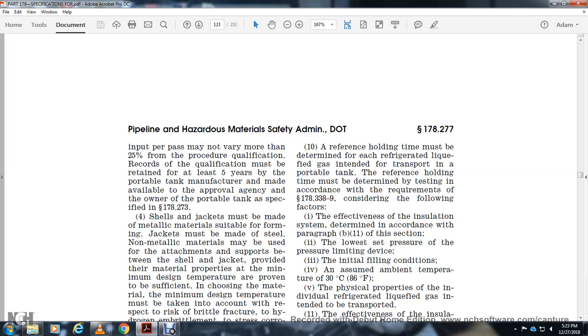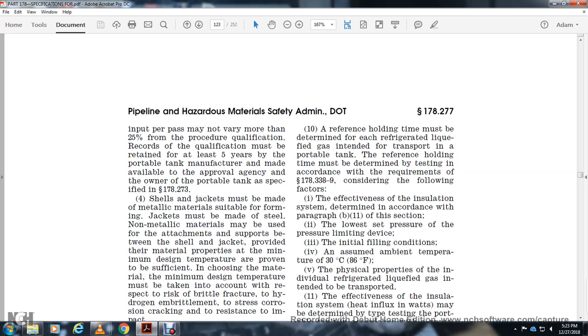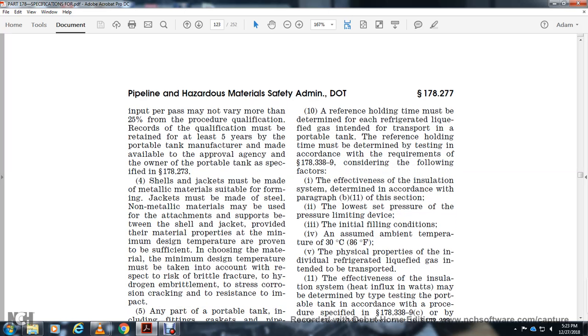For portable tanks specified in 178.273, the shell and the jackets must be made of metallic material suitable for forming. The jackets must be made with a seal. Non-metallic material may be used for the attachment and support between the shell and the jacket. The material properties for the minimum design temperature must be taken into account in the choice of the material, with respect to the risk of brittle fracture, hydrogen embrittlement, stress corrosion cracking, and resistance to impact.